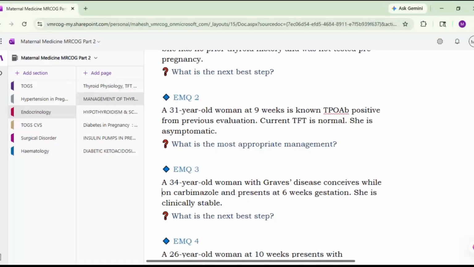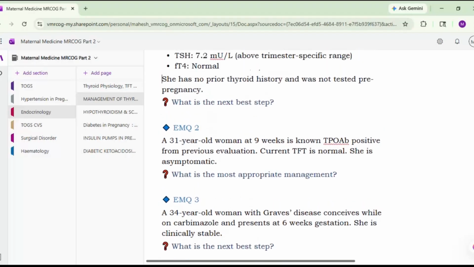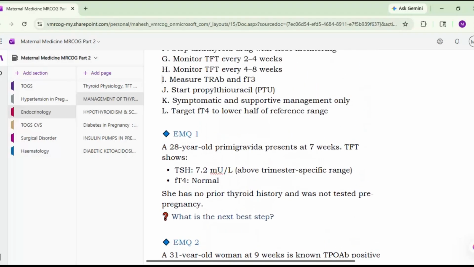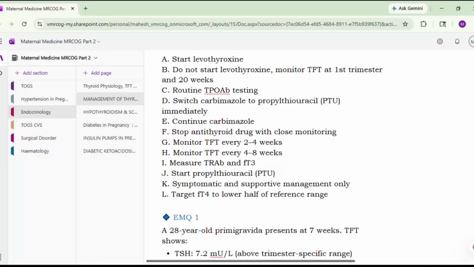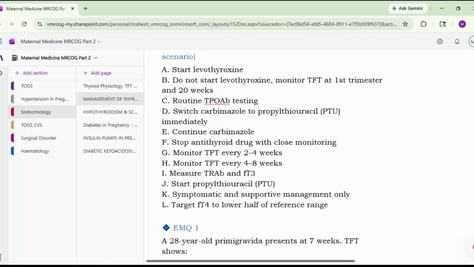A 34-year-old woman with Graves' disease conceives while on carbimazole and presents at 6 weeks of gestation. She is clinically stable. What is the next best step? Because she's in first trimester Graves' disease, we'll shift her to PTU. And we need to increase our monitoring during first trimester till 20 weeks, we'll go for 2 to 4 weekly. What is the option? Switch carbimazole to PTU immediately. Option D, sir.